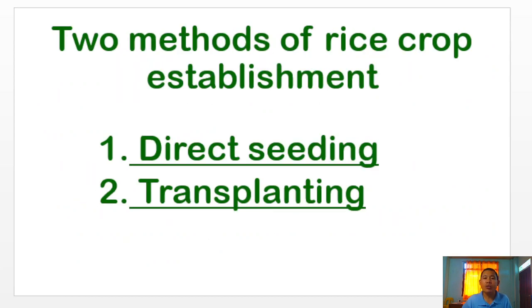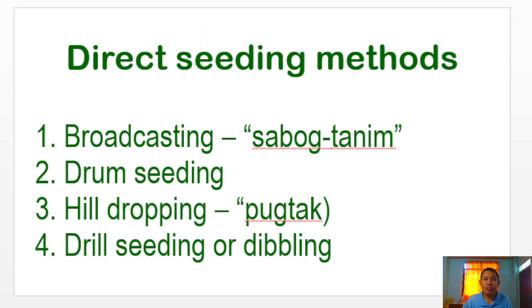There are two methods of rice crop establishment. The first one is the direct seeding. The second one is through transplanting. There are four direct seeding methods. The first one is the broadcasting or sabog tanim. We have the drum seeding, hill dropping or pugtak, and the drill seeding or seed dibbling.